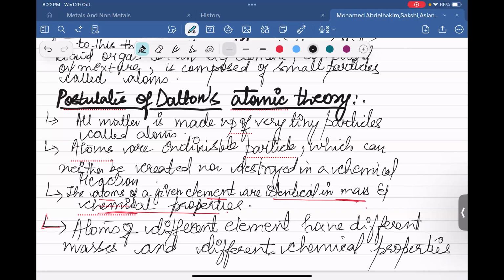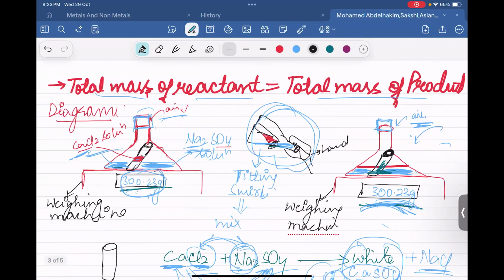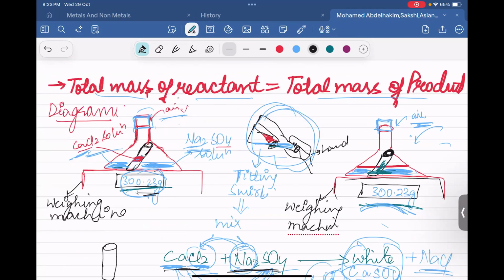After mixing the solution we get a white precipitate, and you can write the product as well. Writing this reaction, calcium chloride reacts with sodium sulfate, we get a white precipitate of calcium sulfate, and then they are weighed again, the same mass came, hence proved total mass of reactant is equal to total mass of product. You will get full marks. Understood? Understood.